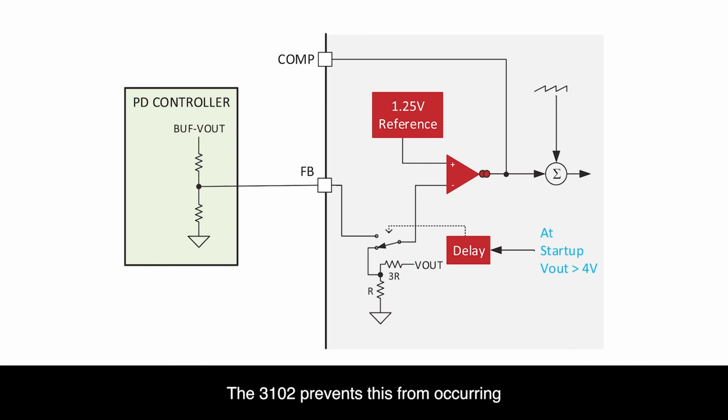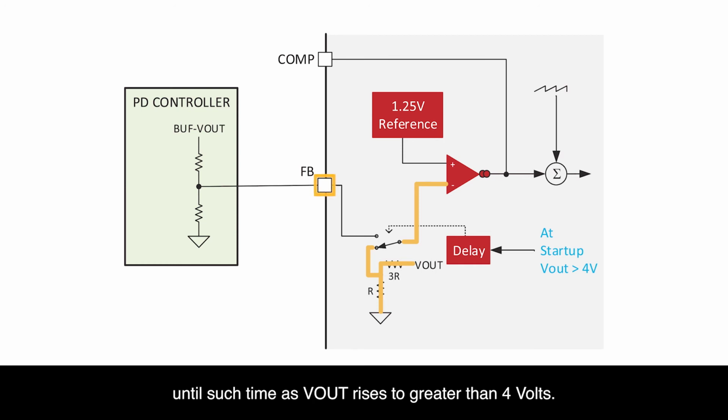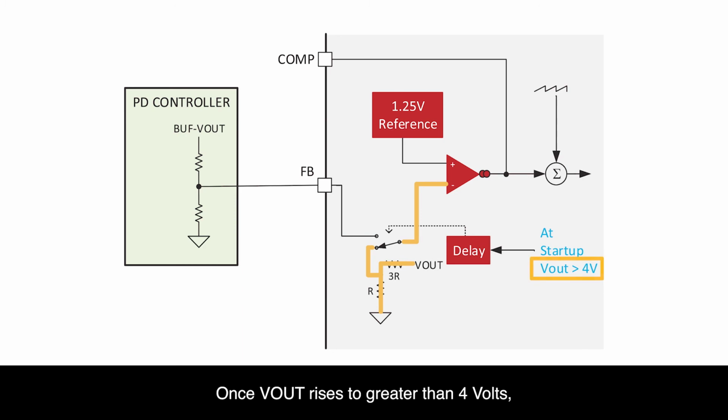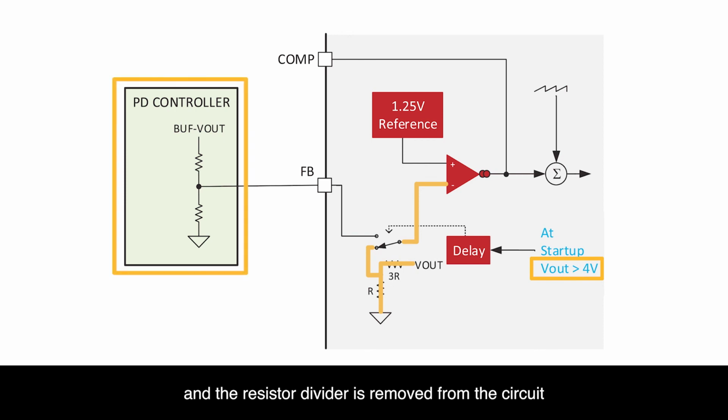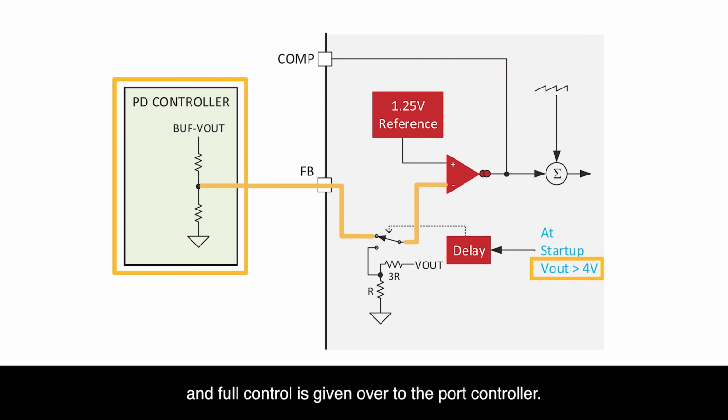The 3102 prevents this from occurring by providing an internal resistor divider network to the feedback point until such time as Vout rises to greater than 4 volts. Once Vout rises to greater than 4 volts, the port controller has been given enough time to start itself up and the resistor divider is removed from the circuit and full control given over to the port controller.